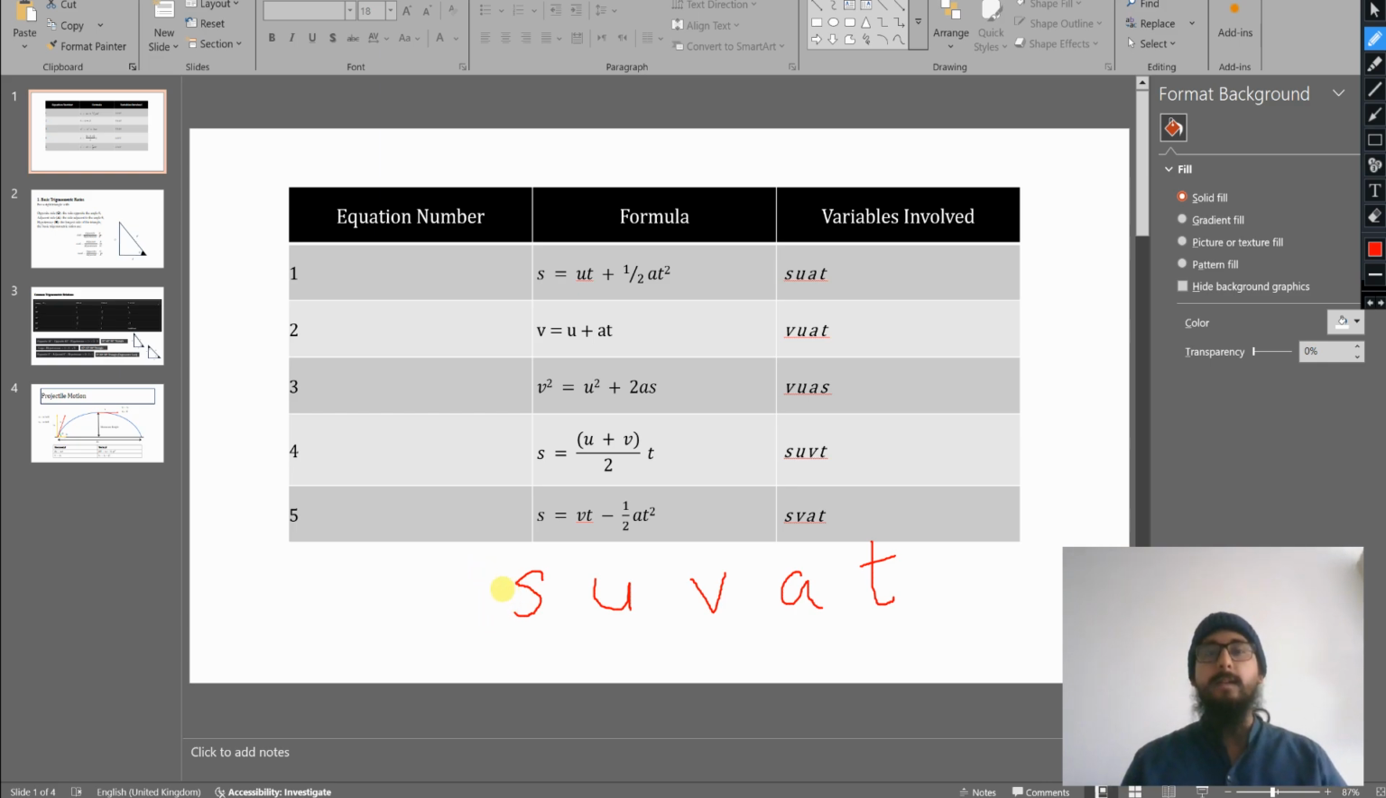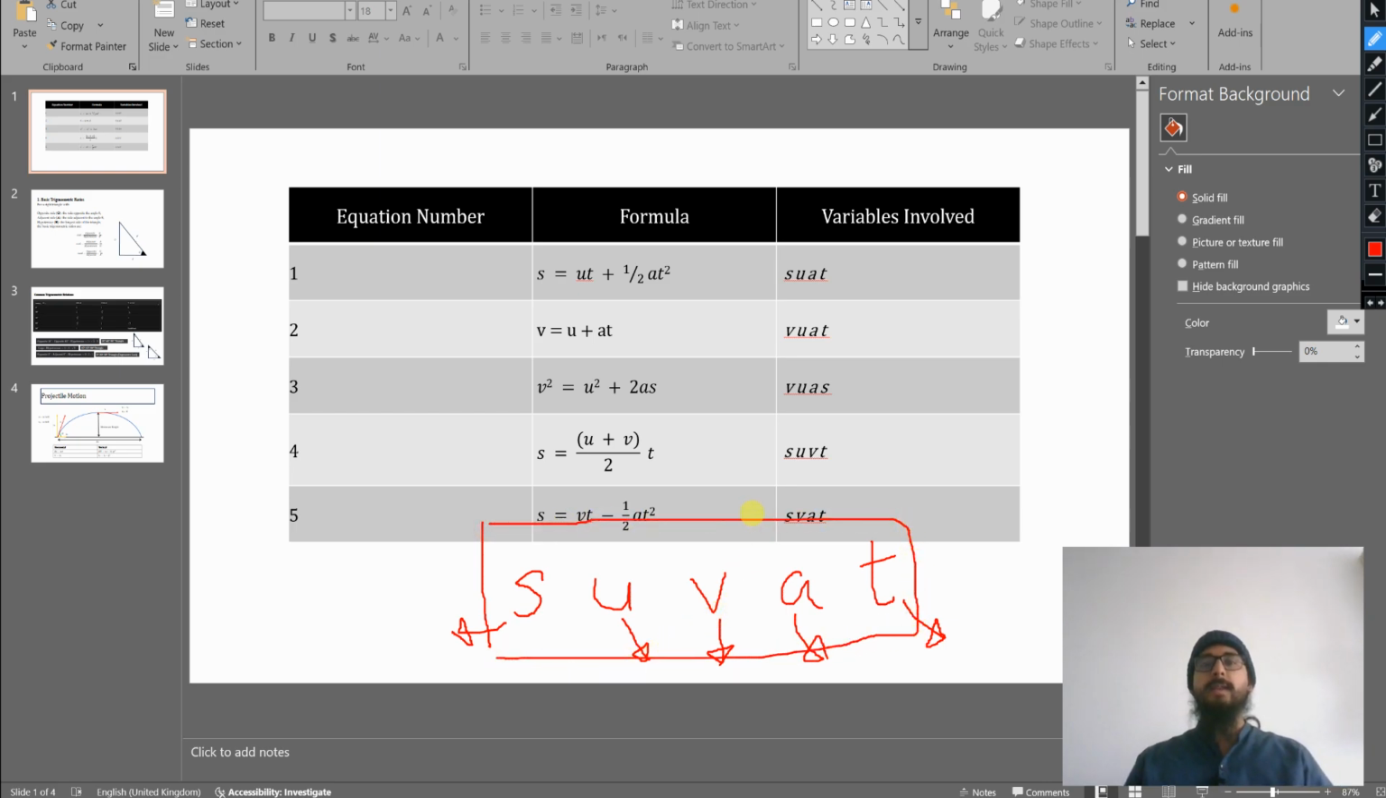Pay attention here. So S represents distance or displacement. U represents the initial velocity. V represents the final velocity. A is the acceleration and T is the time of the motion or time of the journey. All these variables, SUVAT, are physical quantities, and these variables are being used in these equations. That's why they are called SUVAT equations.